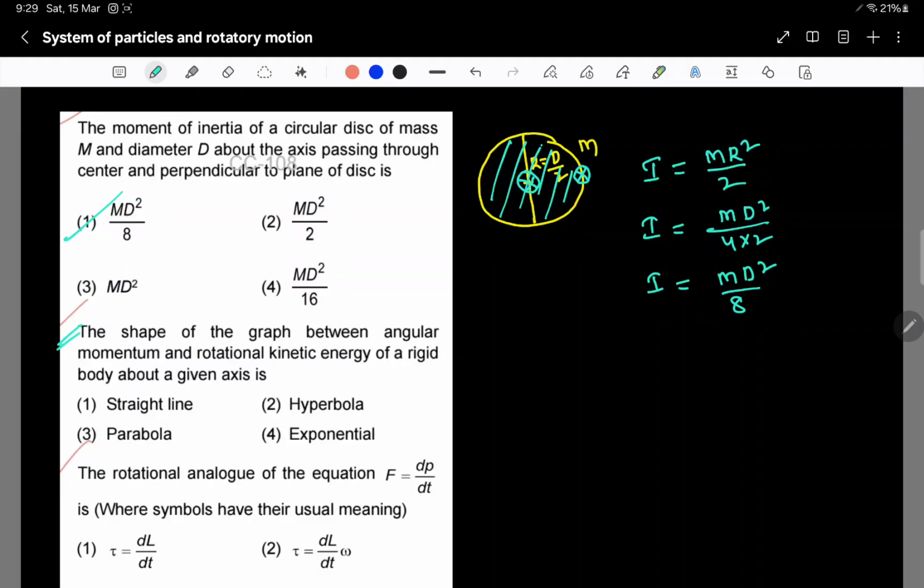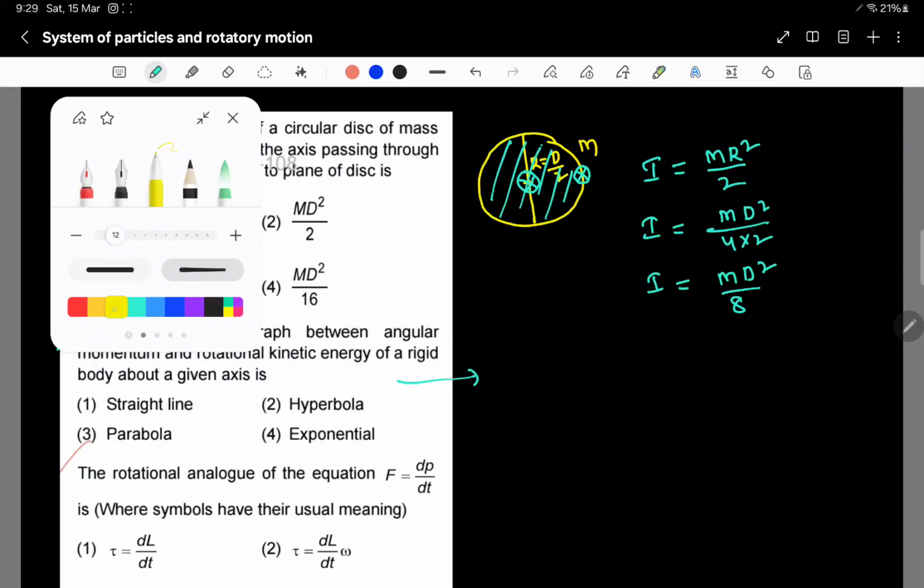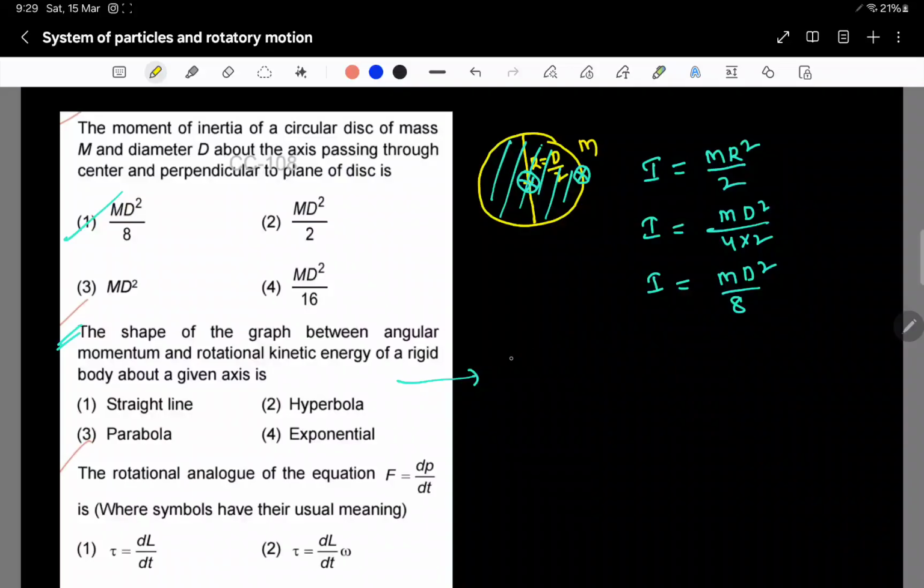Next question. The shape of the graph between angular momentum and rotational kinetic energy of a rigid body. A little easy, students. So now, formula based question: kinetic energy and angular momentum relation. Kinetic energy equals L square by 2 into I, students.